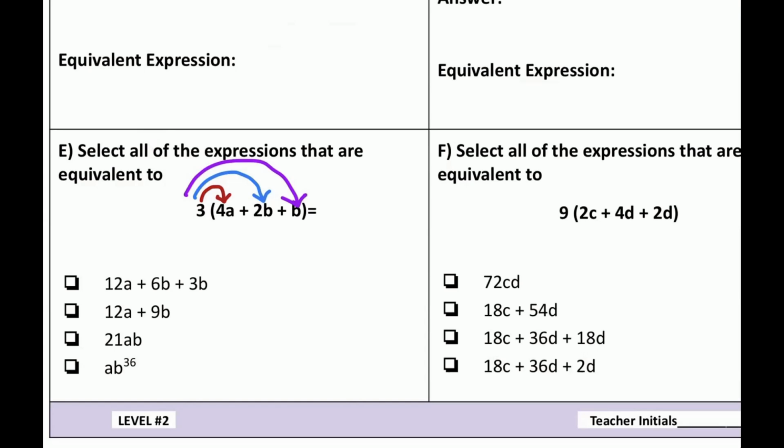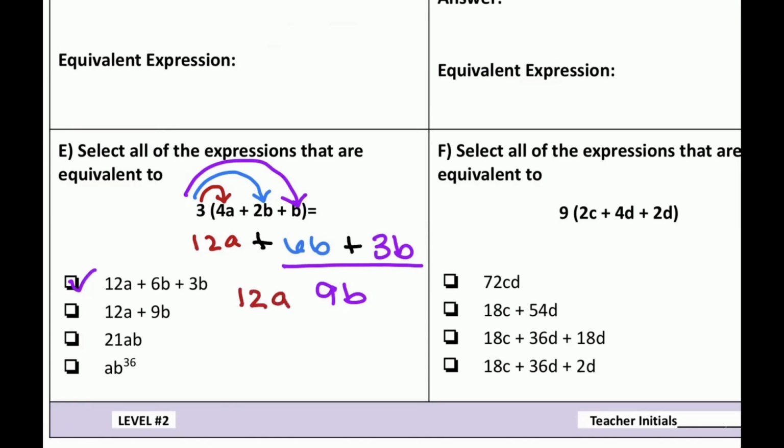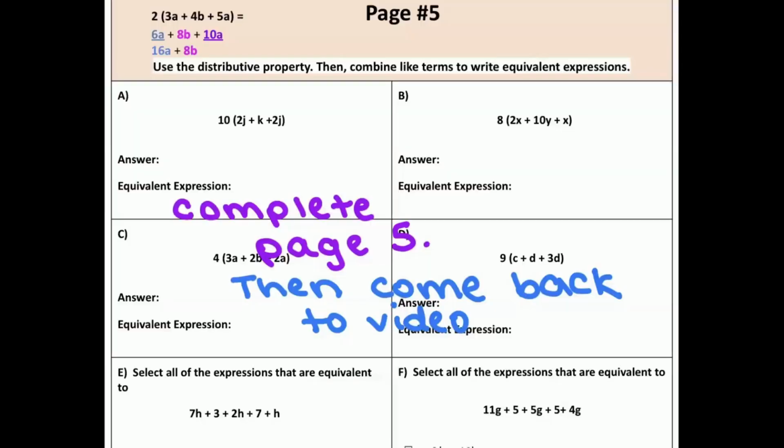For E, when you distribute the 3, we get 12A plus 6B plus 3B. So there's one of our answers. And then we can combine our 6B and 3B to get 9B. So we also have 12A plus 9B, the second choice. Complete the rest of this page, then check in with your teacher if they want you to. Complete page 5, then come back to the video.